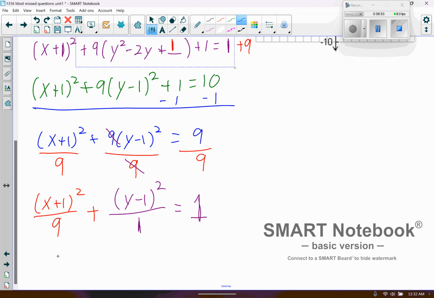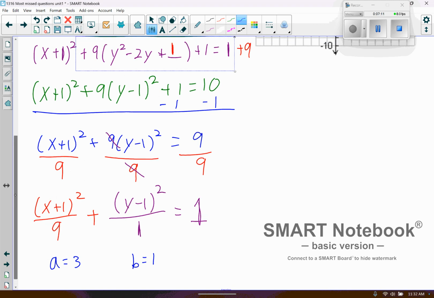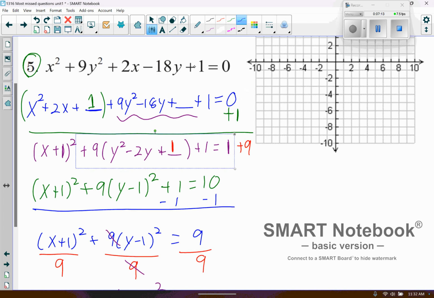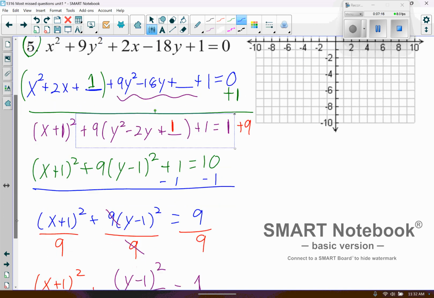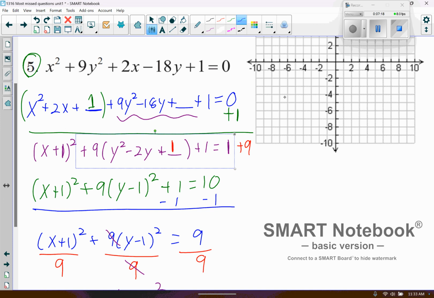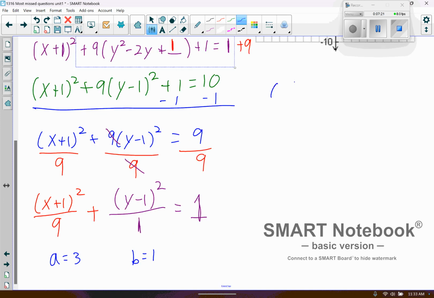So what do I know from this? Well, I know my A value would be a 3 and my B value would be a 1, because 3 squared is 9 and 1 squared is 1. And so once again, my major axis on this will be the x-axis. Be careful, because that might not be the case on your example up here. I'm not sure. But either way, what else can I get from this? Well, I know the center of this particular one is at negative 1, 1. That's where the center is.